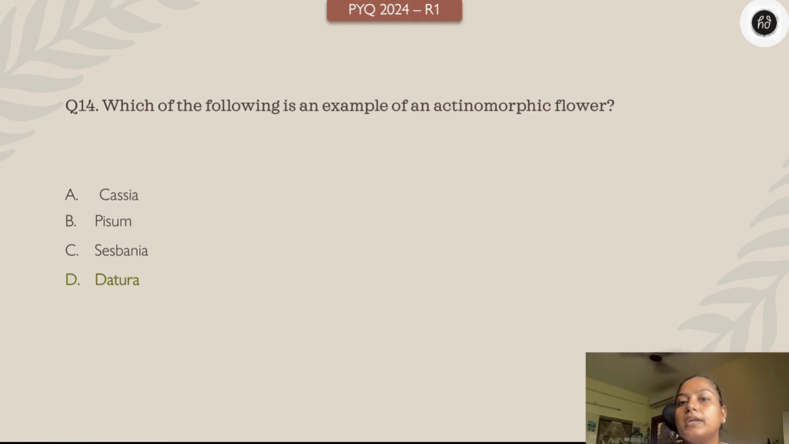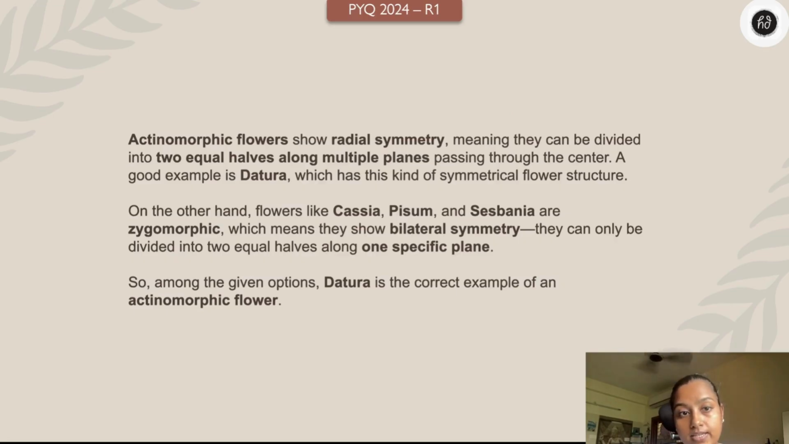Student, what is actinomorphic flower? A flower which shows radial symmetry, right? So it can be divided into 2 equal halves along multiple planes. At any plane if you cut, they will give you 2 equal halves. Datura is one such case. Whereas if you take Cassia, Pisum and Sesbania, all these are zygomorphic, meaning they are bilaterally symmetrical. That is, only in one specific plane they will give you 2 equal halves. Correct? So the answer is Datura.